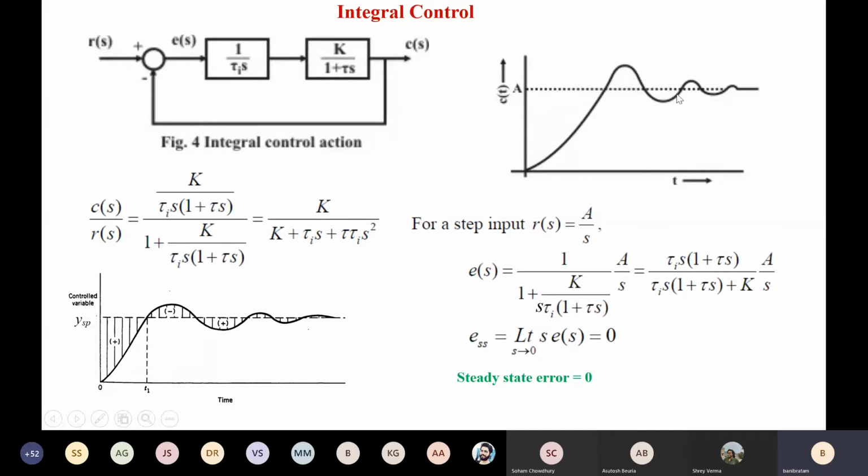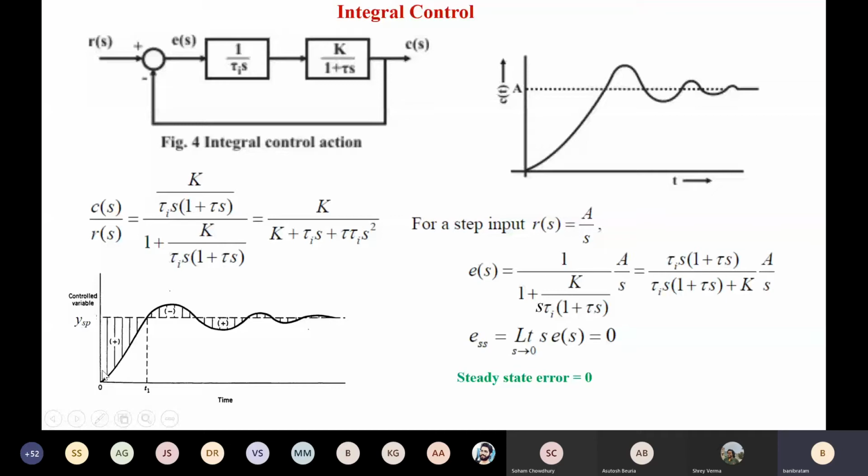There will be some oscillation, and after some oscillation, the output will exactly track my input value. That is the A. So that means after the settling time, the output will match the input. That means the error will be 0. And here, physically, what you can consider the error, if you try to understand.